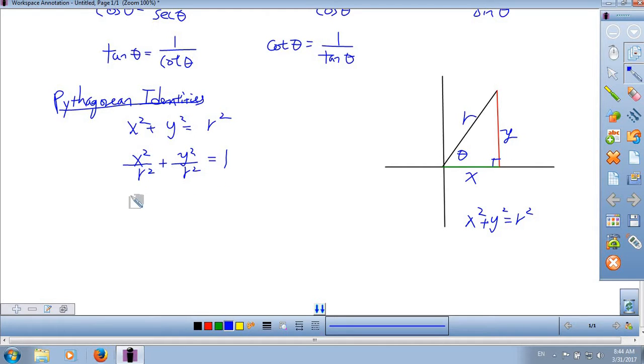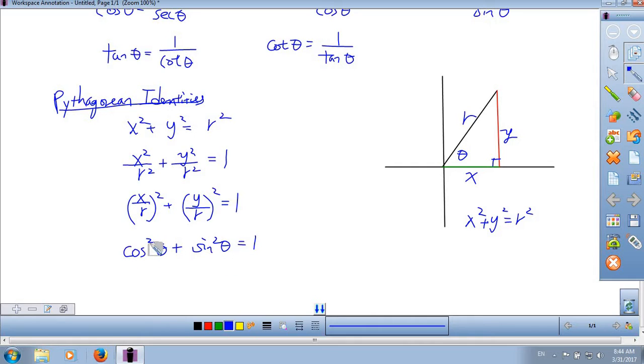But what is x squared over r squared? Well, x squared over r squared is simply x over r, quantity squared. And what's y over r? y over r, squared, okay? But x over r and y over r represent what? Our cosine and sine functions. So this means cosine squared theta plus sine squared theta equals 1.